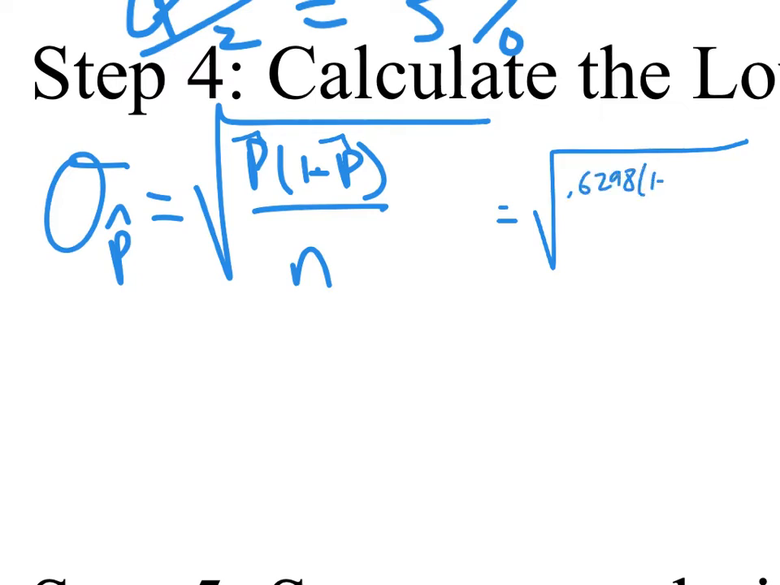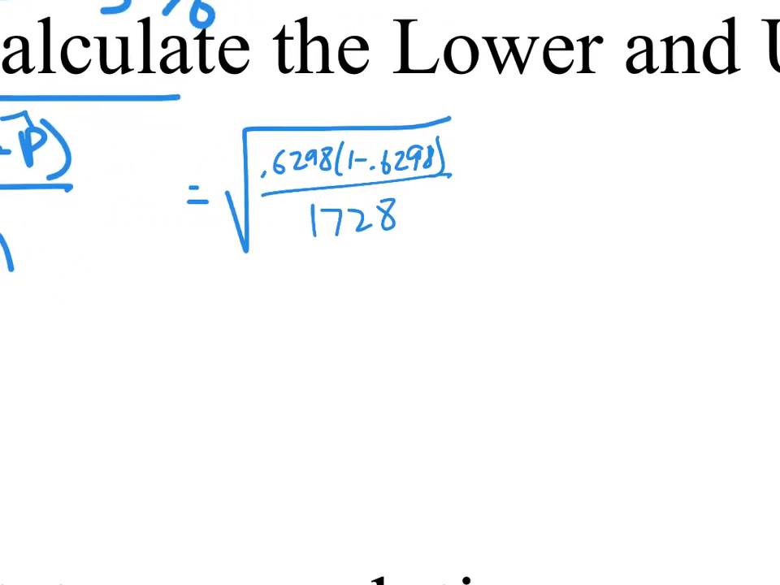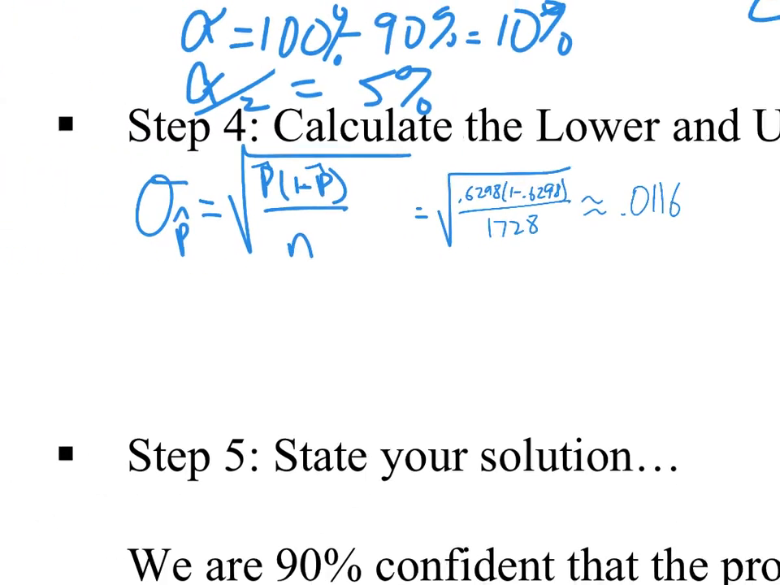0.6298 times 1 minus 0.6298. Good to keep lots of decimals there, all over n, which was 1728. And that's going to give us about 0.116. Okay, so that's our standard deviation.